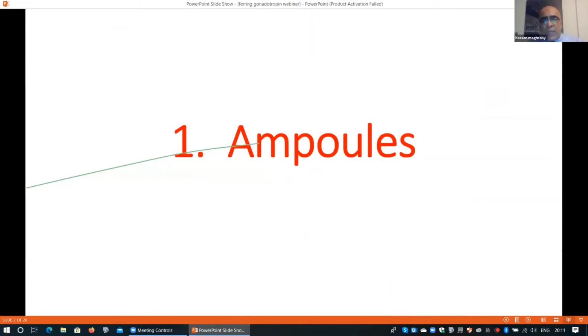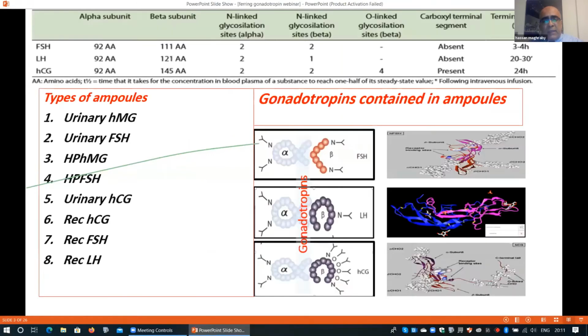We all use different types of gonadotropin ampoules, and these ampoules are either urinary HMG, urinary FSH, highly purified HMG, highly purified FSH, urinary HCG, rec HCG, rec FSH, or rec LH. Most of the urinary products are composed of FSH, LH, and HCG.